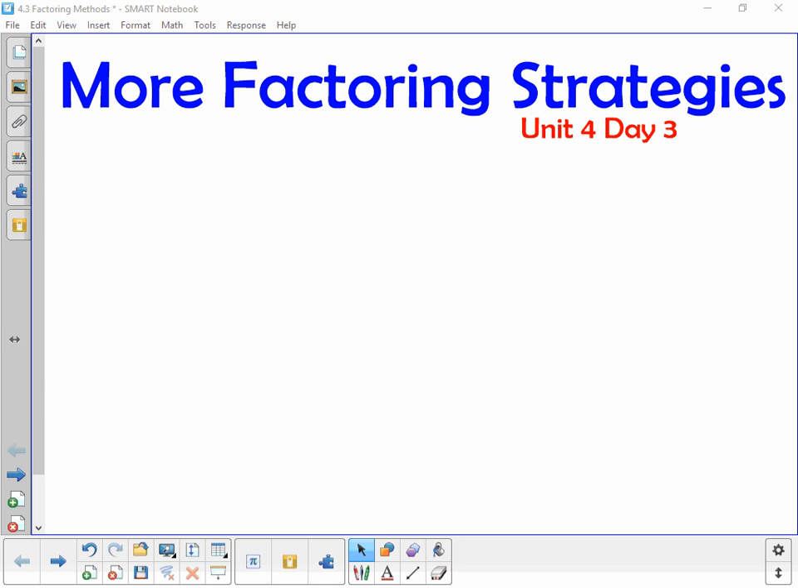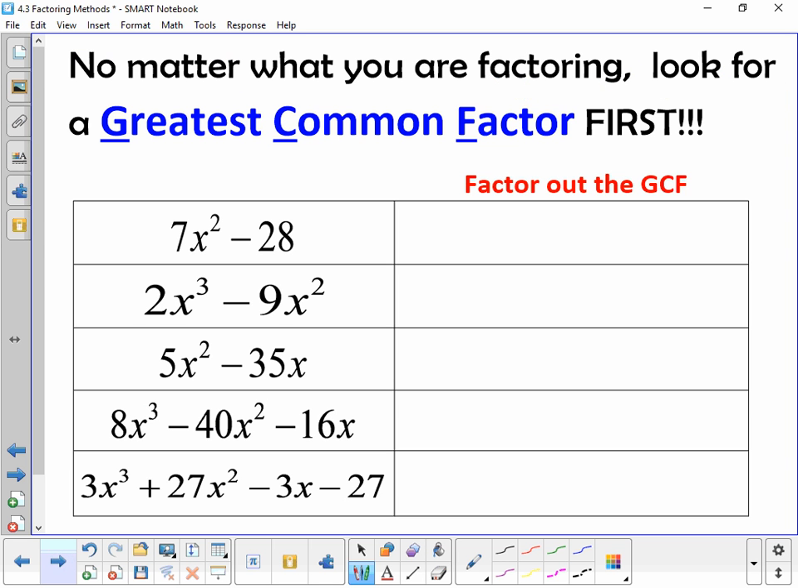All right, this is our third day of Unit 4. And today, a lot of what we talk about is just going to be review. We're going to review all of our factoring strategies and add two more factoring strategies. So when you're factoring a polynomial, the first thing that you should always think about every single time, no matter what, is: is there a common factor that the terms in this polynomial have?